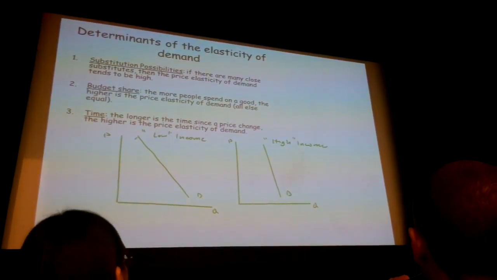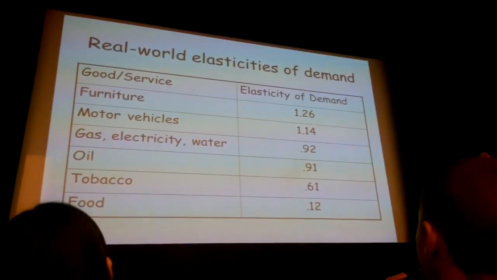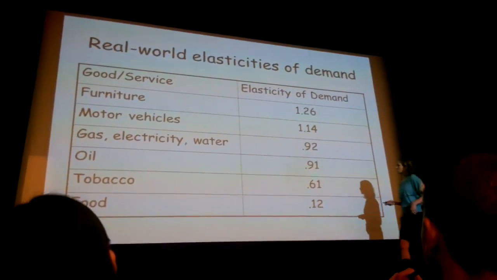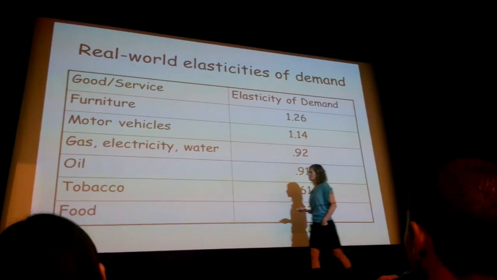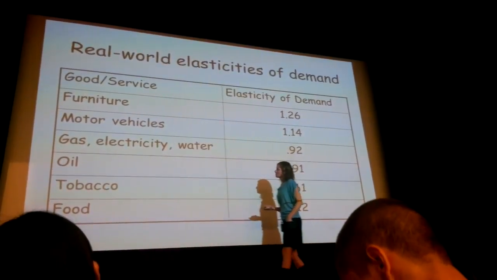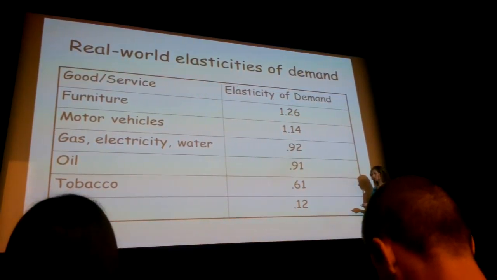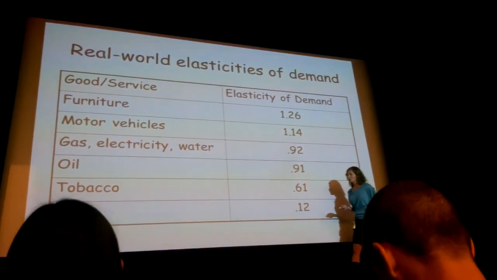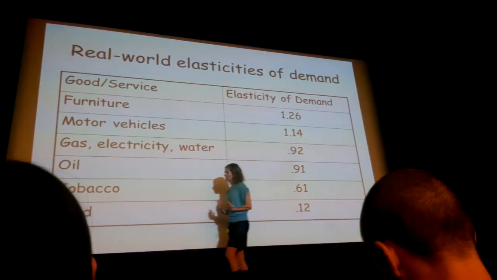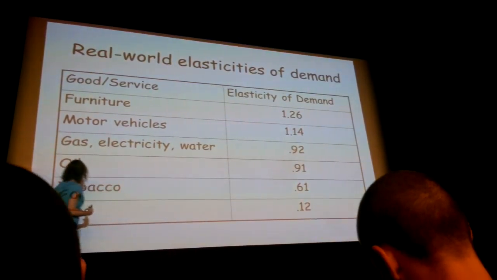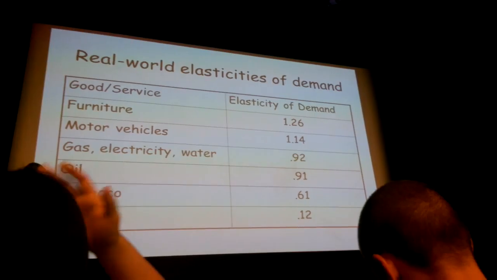All right, so let's talk about some of the real world elasticities of demand and relate them to some of the topics that we just talked about. So you can imagine that food has a relatively low elasticity of demand. And notice here how I'm talking about food as one big lump sum category. This is just food as one unit.